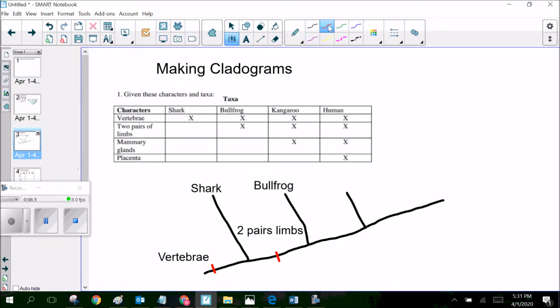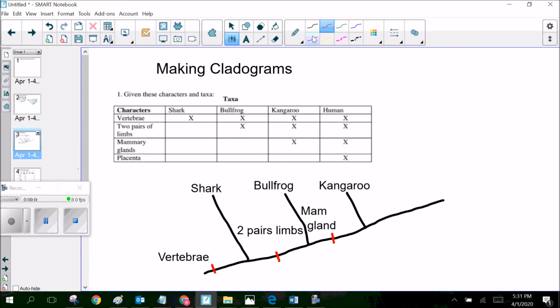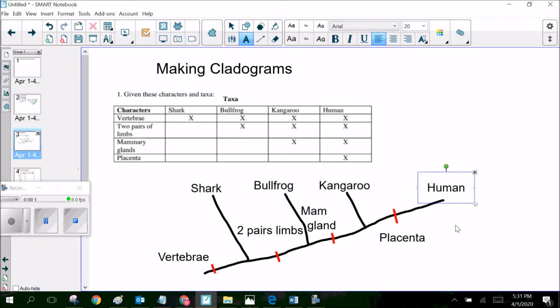And I'm going to keep on in this manner. So I can see that the next trait that is shared by the most organisms is mammary glands. So I'm going to go ahead and write down here mam glands. And the first organism to evolve after that was the kangaroo. And then we have the placenta. So the placenta evolved after the kangaroo. I'm actually going to put the word down here for space, placenta. And here we get our human evolving after the placenta. So that's how I would make a cladogram based off of the information in this chart.